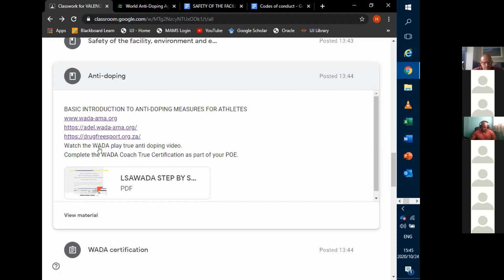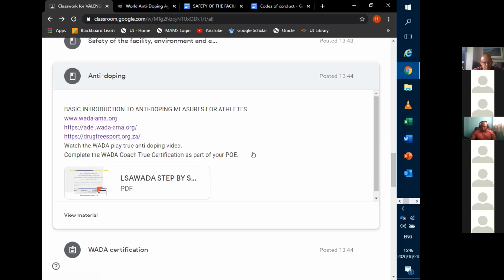And if it is red or if it's the orange where it's only prohibited in competition, you have to let your athlete know. They have to then let their doctor know as well. All right, so it is extremely, extremely important.